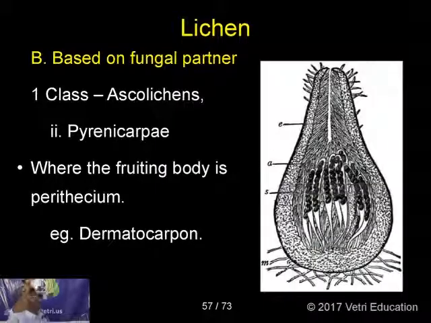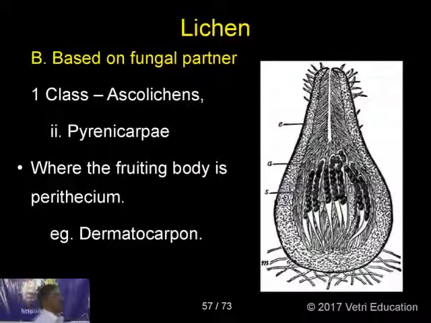The next one is Pyrenocarpae, where the fruiting body is a perithecium. Example, Dermatocarpon. This is a perithecium, a flask-like structure with a small opening at the top, and here also you can find a number of asci and ascospores. Each ascus consists of 8 ascospores. After maturing, they are released and grow into the particular Ascomycetes fungus.